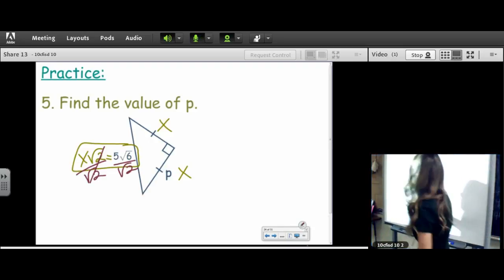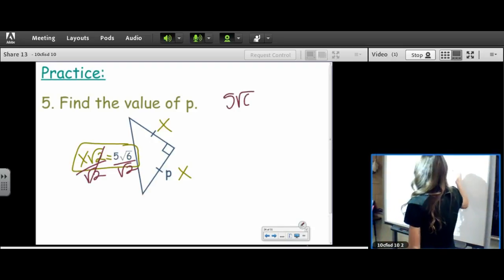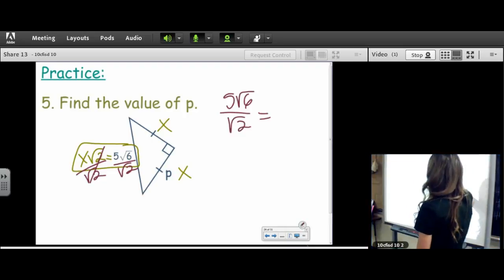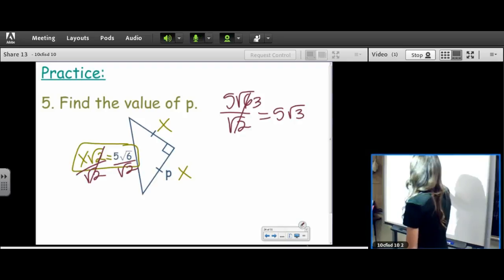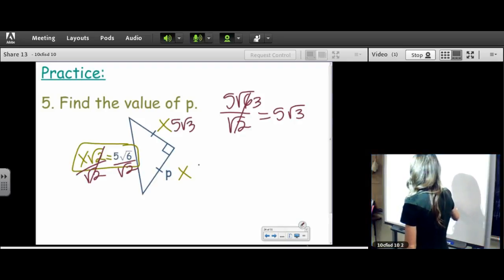Absolutely. So I'll just show extra work just in case. These cancel and get 3. So our leg is 5 root 3.